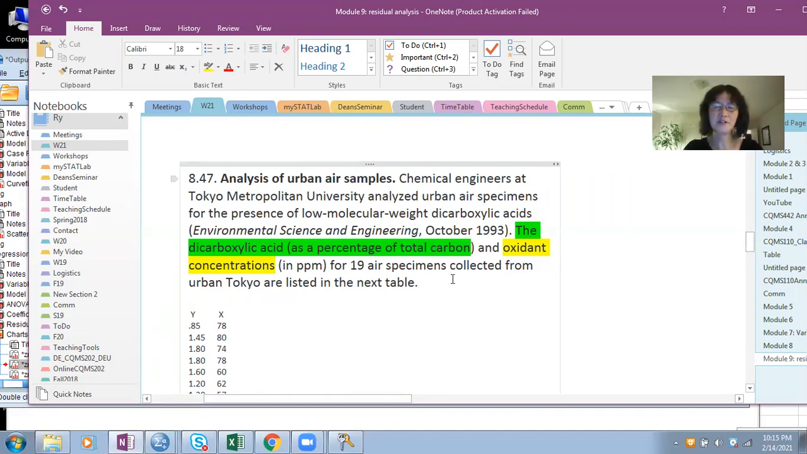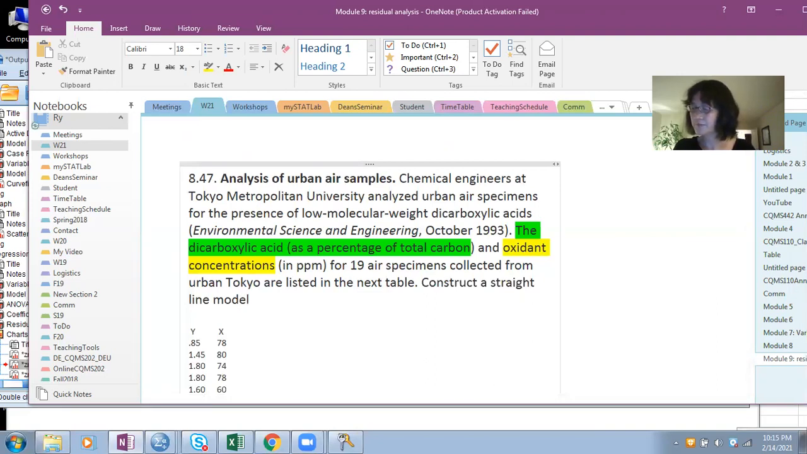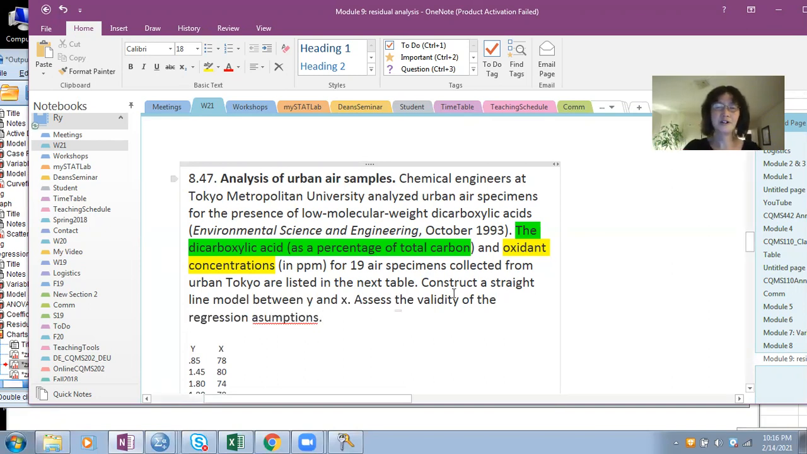Okay, so I will write down the question. The question is: construct a straight line model between Y and X, and then assess the validity of the regression assumptions. So that is the question.